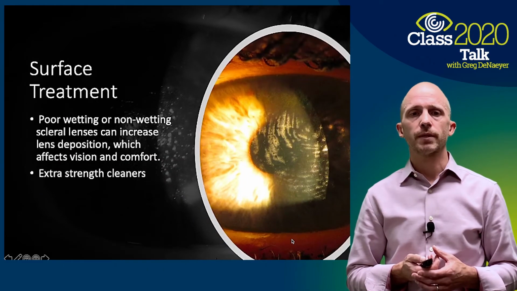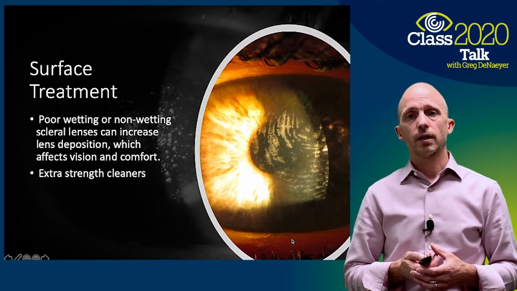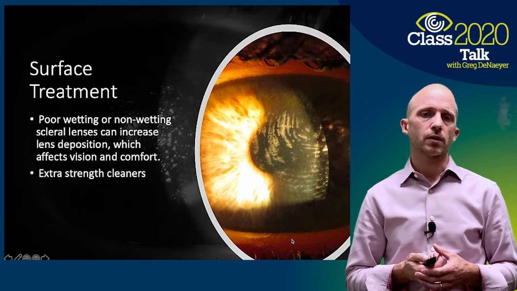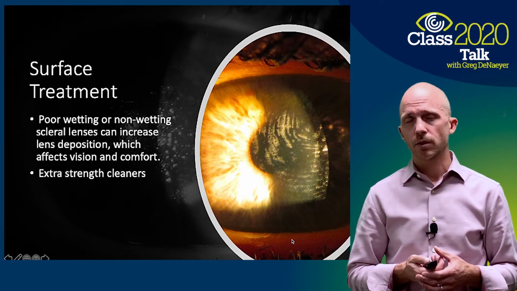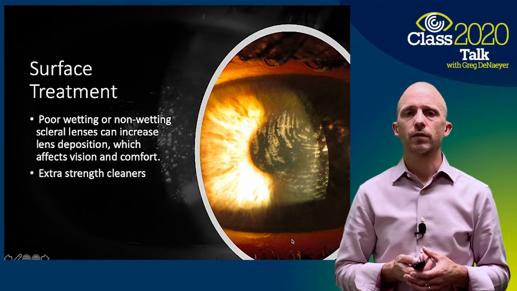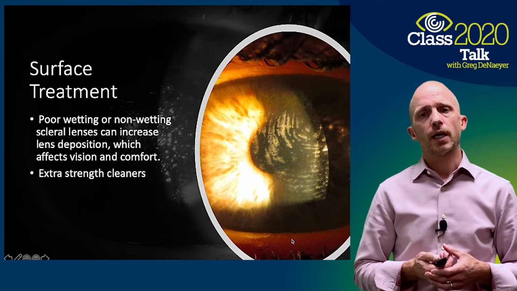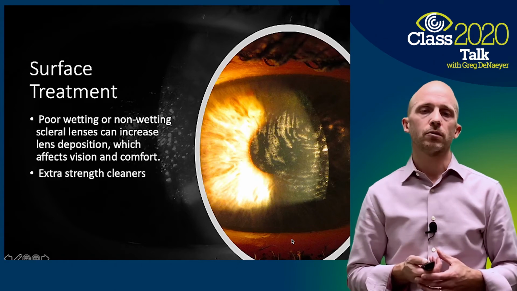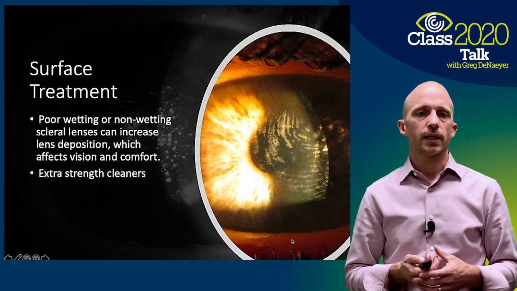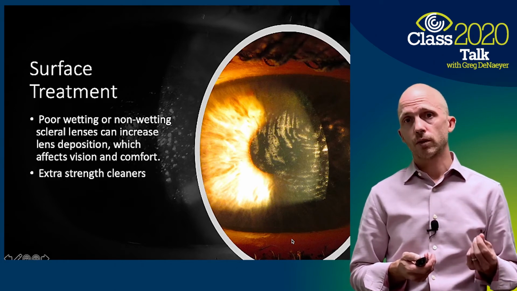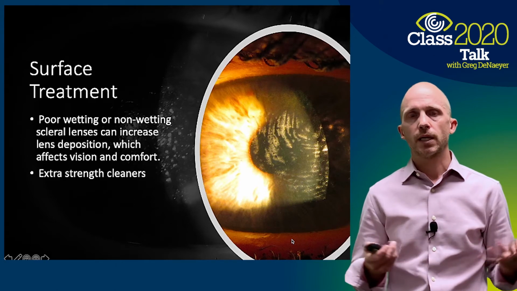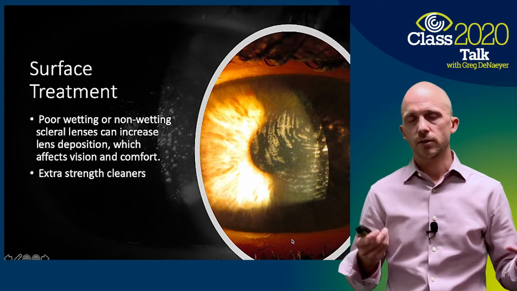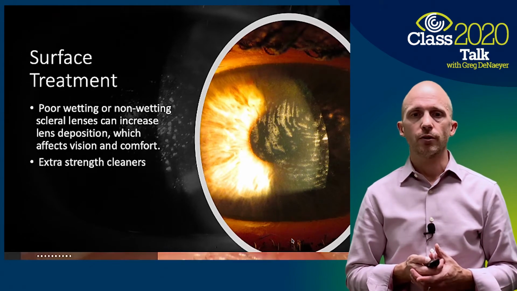With that surface treatment, well, patients who non-wet or have poor wetting to the scleral contact lenses are more prone to deposits, and those deposits, of course, can affect vision and comfort, so we have to be careful of those. And if those do develop, then we may have to add an extra strength cleaner to our regimen. Keep in mind that those extra strength cleaners will take the HydroPEG surface off, but if they're depositing material onto the contact lens, that's something that you're going to have to do.